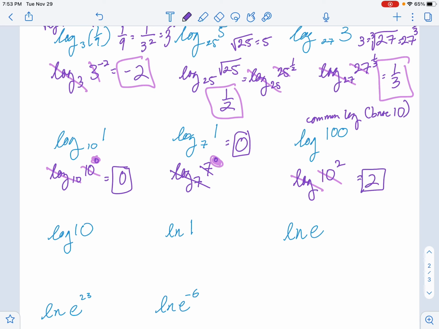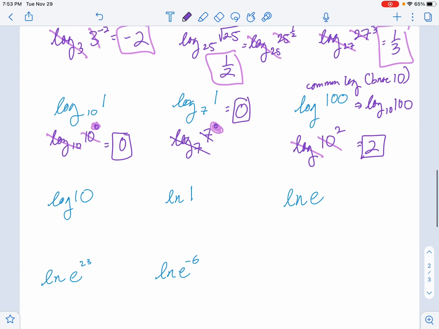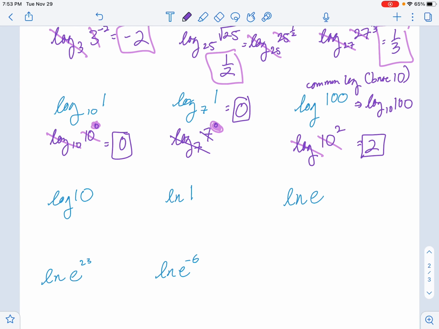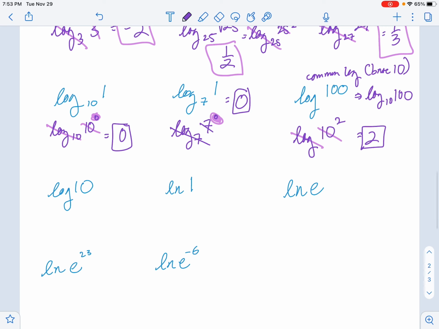Okay, again, this can be rewritten as log base 10 of 100. Right? Same thing, another common log. There's no base here, so it's a base of 10. So 10 to what power equals 10? 10 to the power of 1 equals 10. So your answer is just 1.